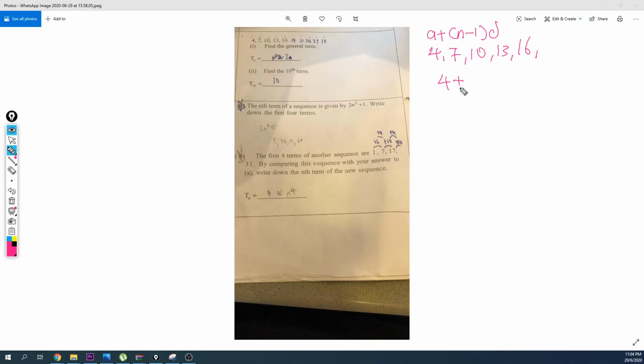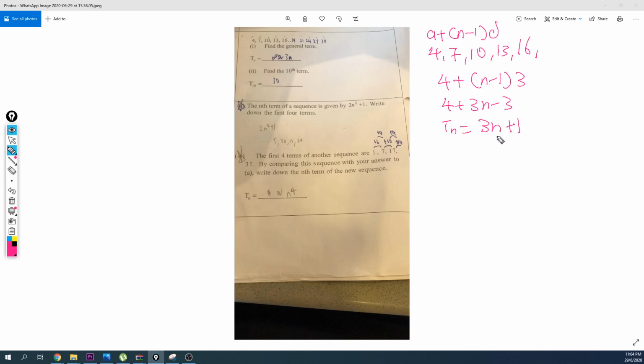So the general term can be expressed in the form of 4 plus (n minus 1) times 3. If we do the expansion, it will be 4 plus 3n minus 3. And therefore the general term Tn can be expressed in the form of 3n plus 1.